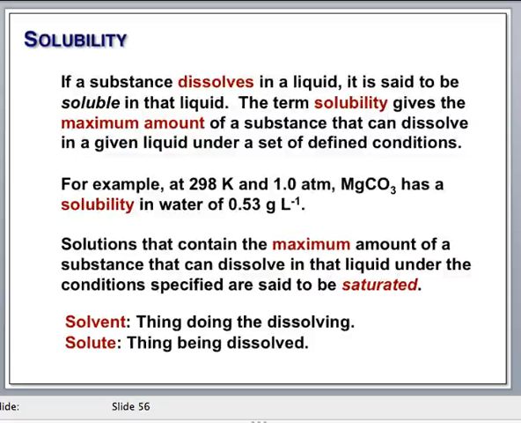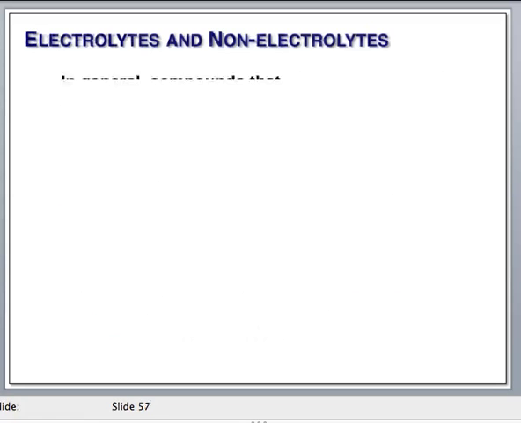For magnesium carbonate, for example, it is 0.53 grams per liter. If you have that in there, that's called a saturated solution. If you put more in and manage to get it in, that's called a supersaturated solution.